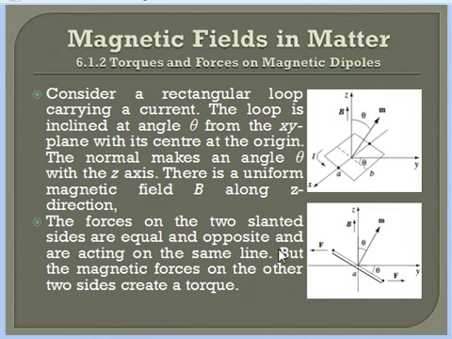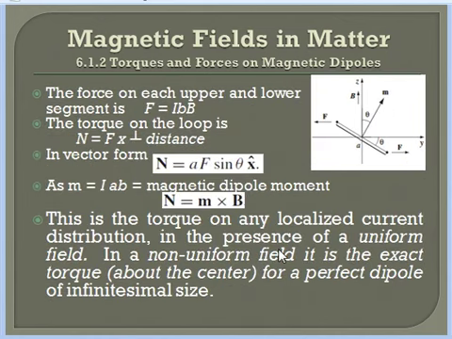So in a uniform magnetic field, the loop experiences a torque, but the net force acting on the loop is 0. The force on each upper and lower segment will be F equals current times length times field, that is I times B times B. Now the torque on the loop is equal to force times perpendicular distance. Here the force is F and the perpendicular distance is this one.